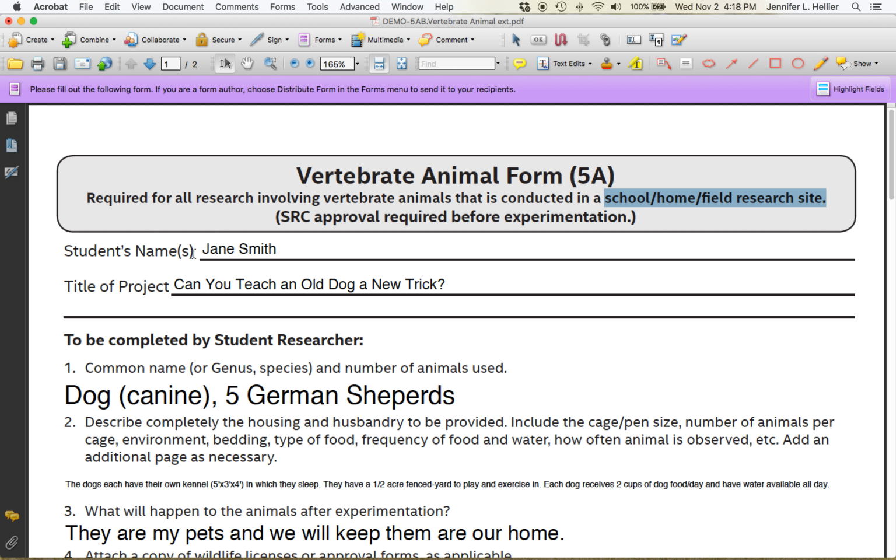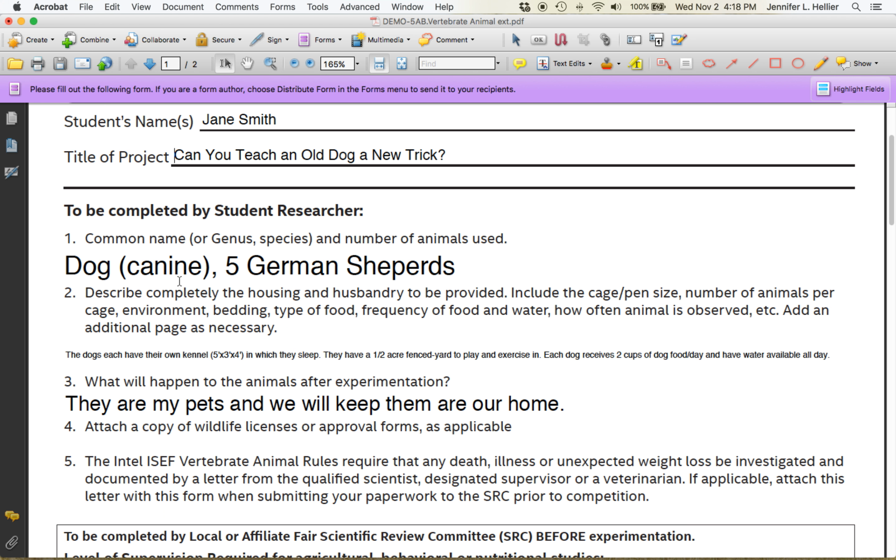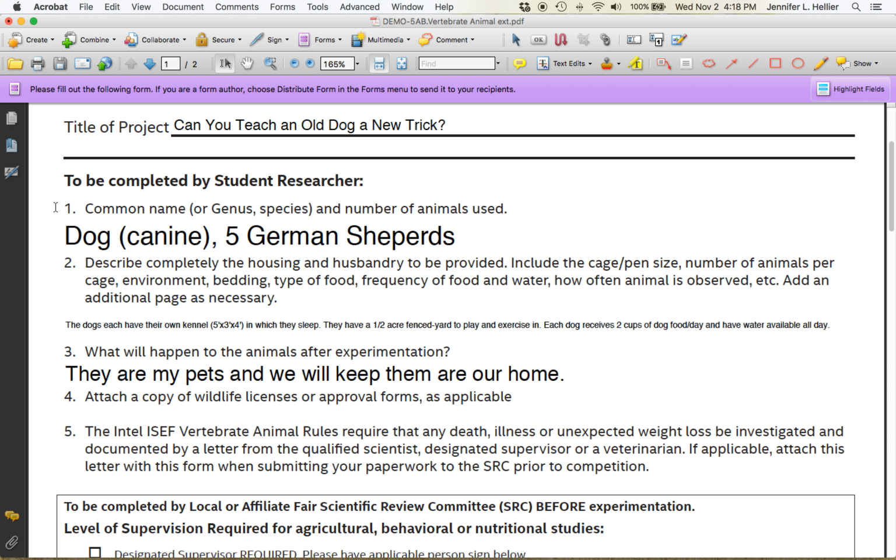The student first completes their name or names and the title of their project. For this example, we're using Can You Teach an Old Dog a New Trick? So you complete questions 1 through 5 for the student. What is the common name and number of animals used? For this example, we're using a dog or canine, and we're using 5 German Shepherds.